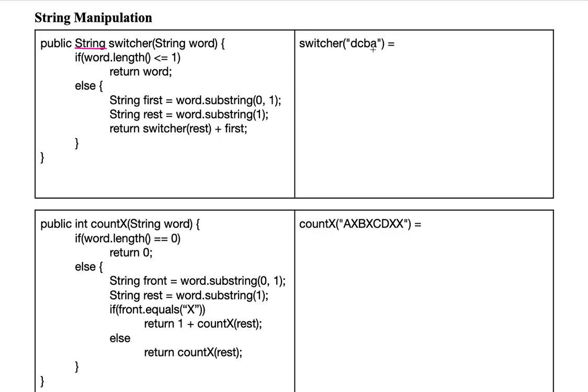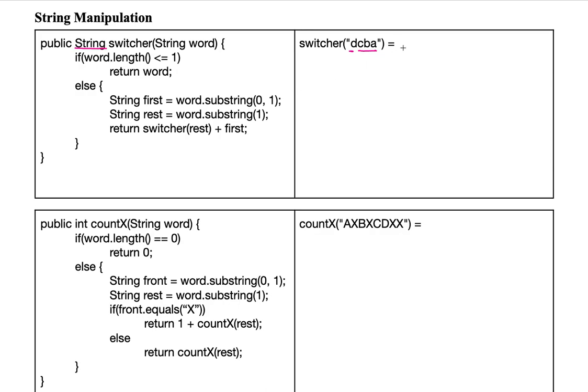Because DCBA is not one letter, we're going to do the recursive case. And it makes a couple of variables. It says the first is going to be the substring from 0 to 1. So in our first example, that's going to be D. And then the rest is going to be the substring from 1 to the end. That's what happens with the substring command. If you put only one parameter, it goes from that position to the end. So we're going to have two parts. D is going to be the first, and CBA is going to be the rest.